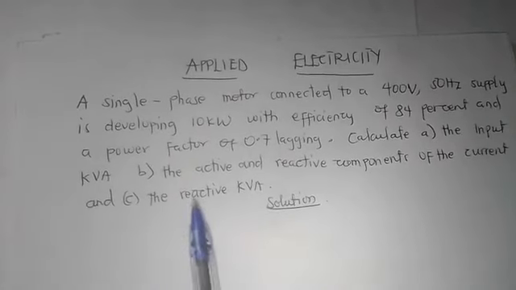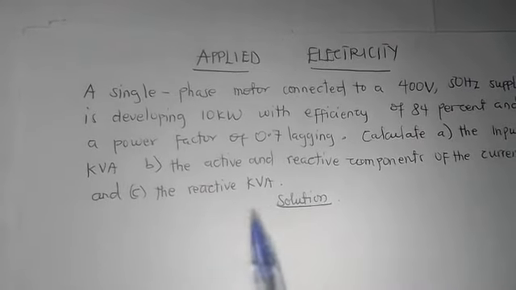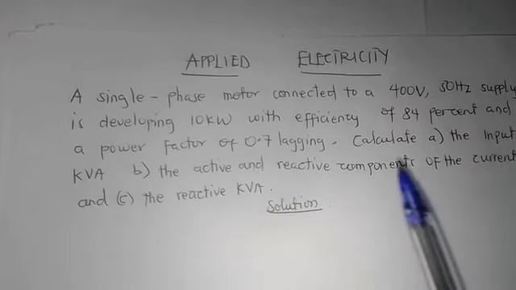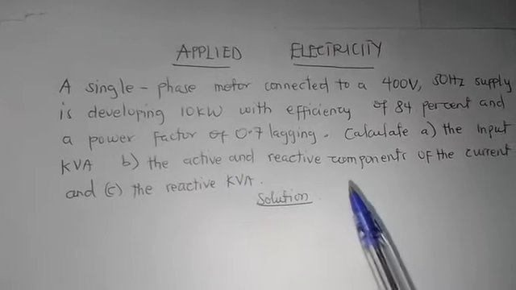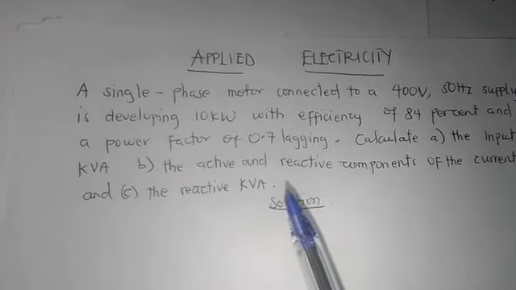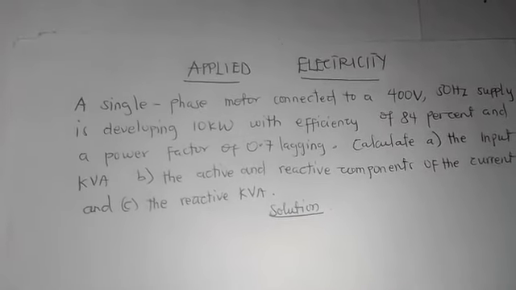A single phase motor connected to a 400 volt 50 Hz supply is developing 10 kilowatts of power with an efficiency of 84% and a power factor of 0.7 lagging. Calculate A, the input kVA, B, the active and reactive components of the current, and C, the reactive kVA.